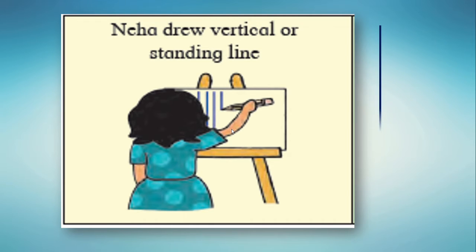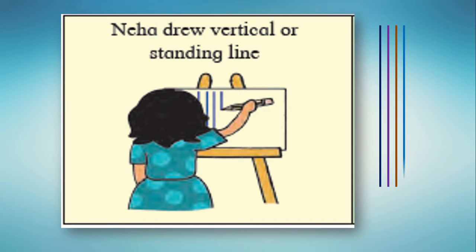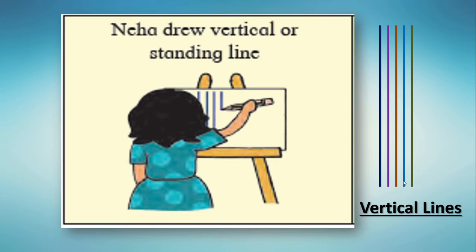Again we will go through. See this. One more line I will draw. See, from upside to downside. This is nothing but standing line, or we can say vertical line, right? So many are there, so we call them as vertical lines. I hope you understood about the vertical lines or the standing lines. Am I right?